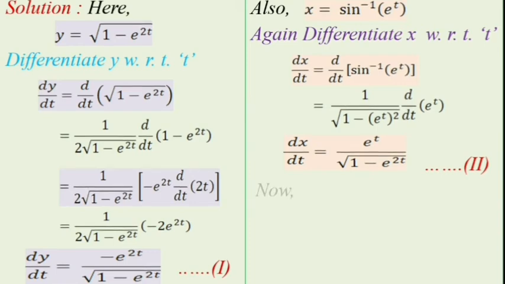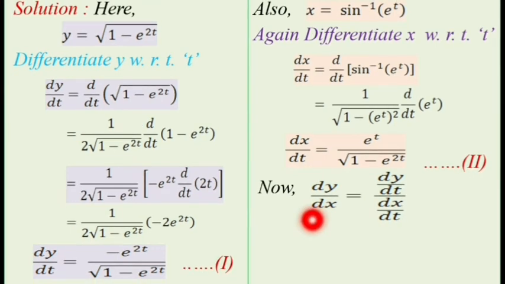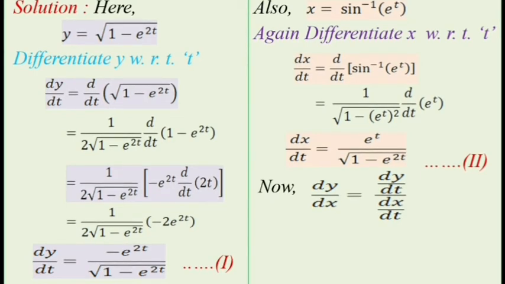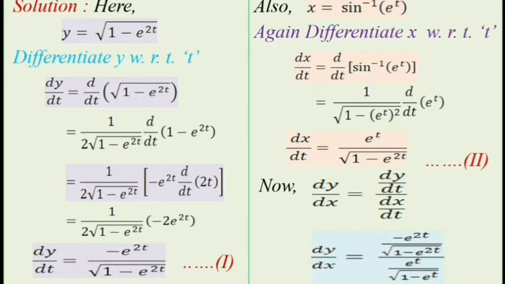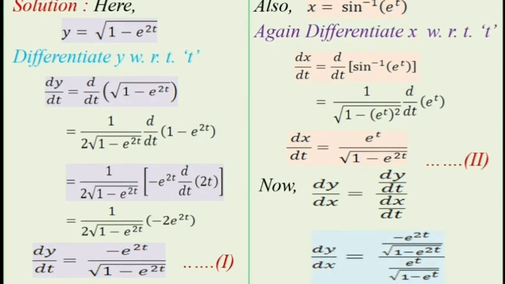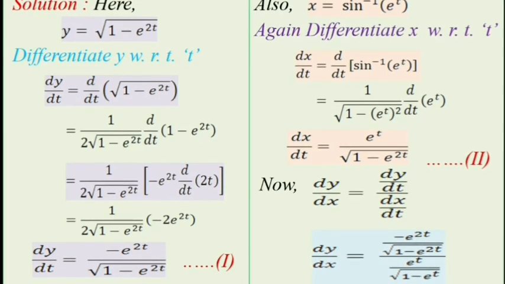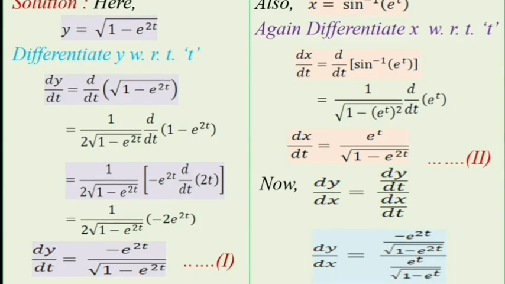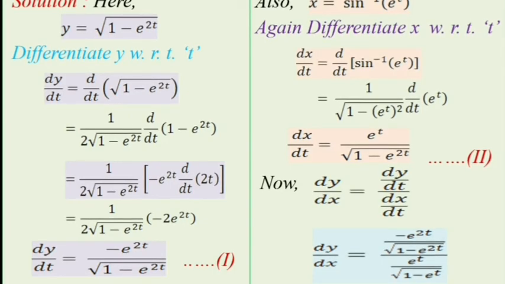Now we know the formula, that is dy by dx equal to dy by dt whole divided by dx by dt. Substitute the value of dy by dt from equation 1 and dx by dt from equation 2 in this equation. Then we can get dy by dx equal to minus e raised to twice t divided by root of 1 minus e raised to twice t, whole divided by e raised to t divided by root of 1 minus e raised to t. Now simplify this equation.